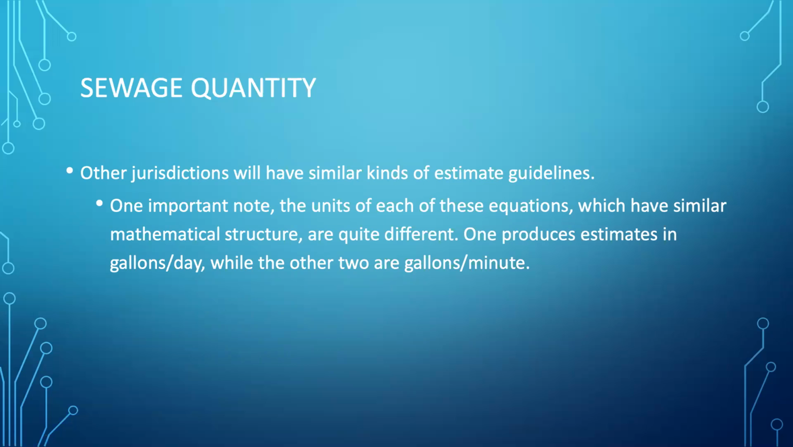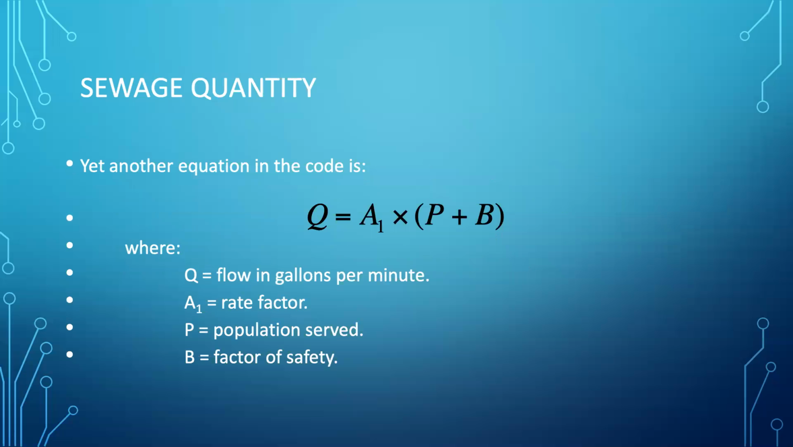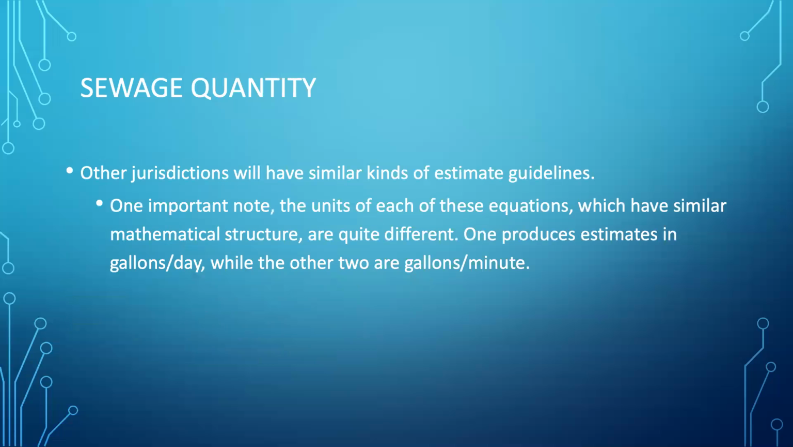And finally, the bullet item that I've just been harping on for the last few seconds: the units of each of these equations, which have similar mathematical structure, are different. One produces estimates in gallons per day, while the other 2 are in gallons per minute. So as a design engineer, it's imperative that you know the units your equation is supposed to be producing and can back that up by citation. If I were to apply this equation in a design analysis, I'd state the equation as it is right here, apply it in whatever my design is, but I would have a reference in my report that explicitly states where that equation came from, and as written here, the exact units.